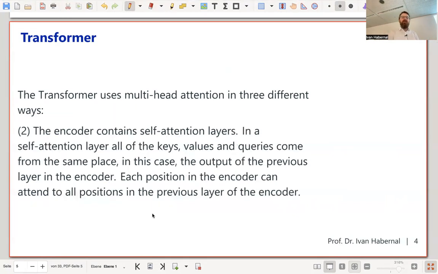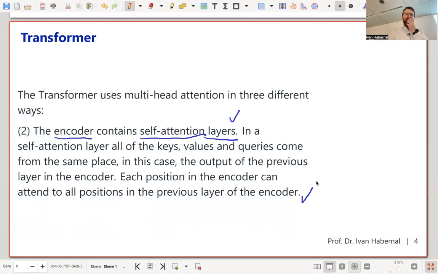And then this is a recap of the other self-attention. The encoder contains self-attention layers. We know exactly what self-attention is. In a self-attention layer, all keys, values, and queries come from the same place. Exactly. Everything is X times W: Q is X times W, K is X times W, and V is X times W, and these have different weights. And it comes from the output of the previous layer in the encoder. Each position in the encoder can attend to all positions in the previous layer of the encoder. Good. So this is the BERT thing, every token sees everything.